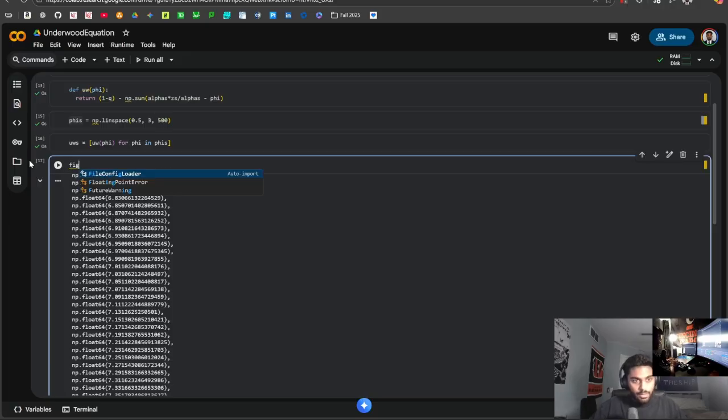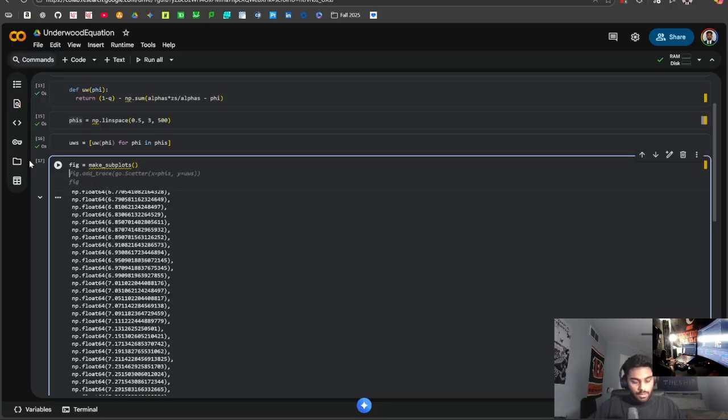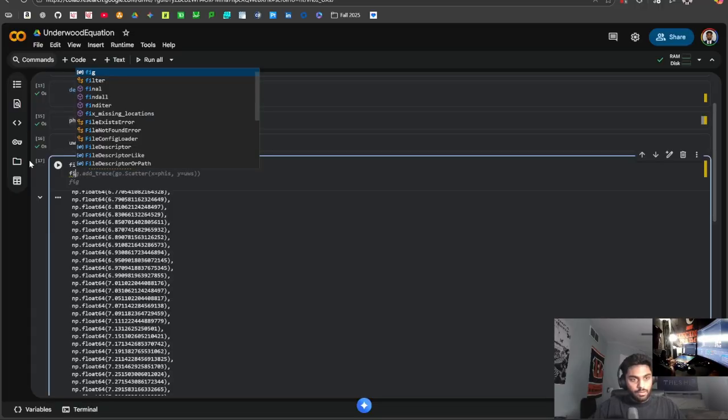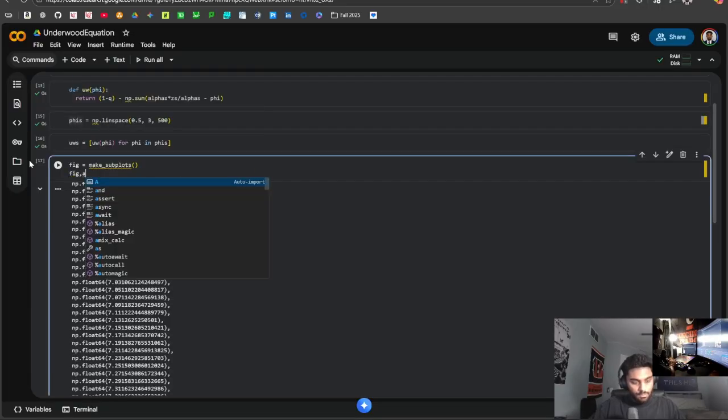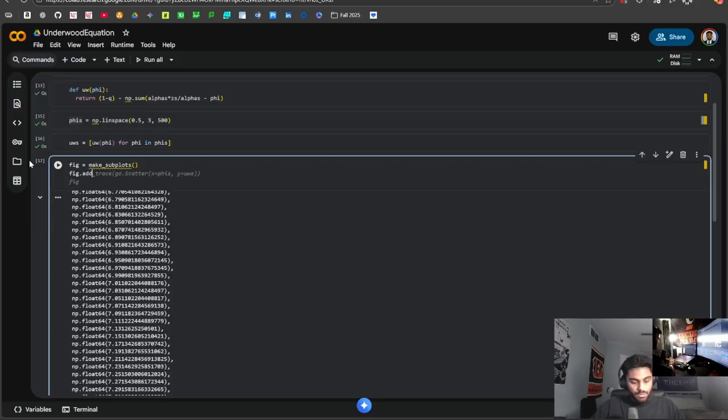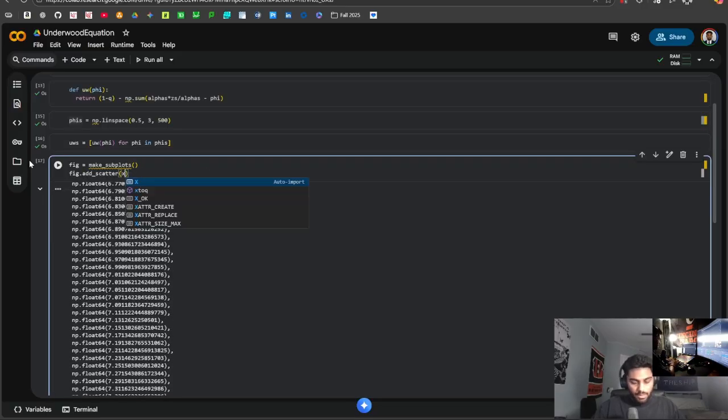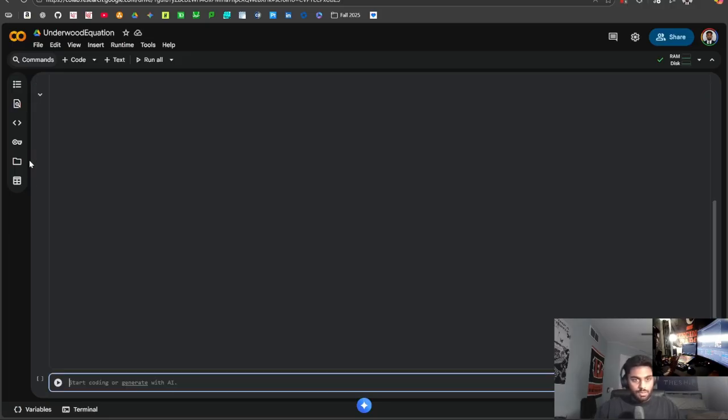So let's go ahead. Let's initiate a new subplot. And we're going to add the scatter. Config.add scatter. X is going to be equal to our phi's. And then our Y is going to be our Underwoods. Set the mode equal to markers. Let's see what we got.